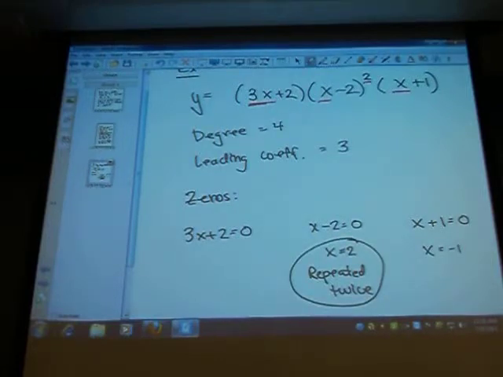Okay, x plus 1 equals 0 would give me x equals negative 1, and that's only repeated once. What about 3x plus 2 equals 0? You have to subtract 2, then divide by 3, so x equals negative 2/3.